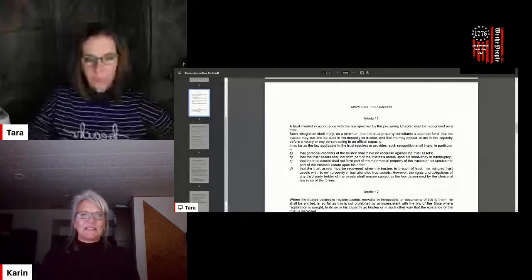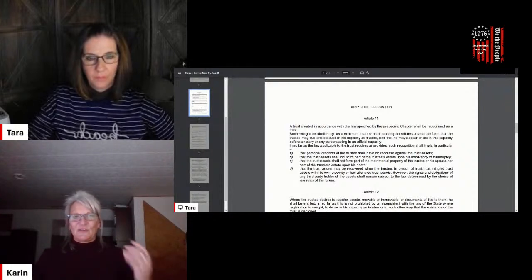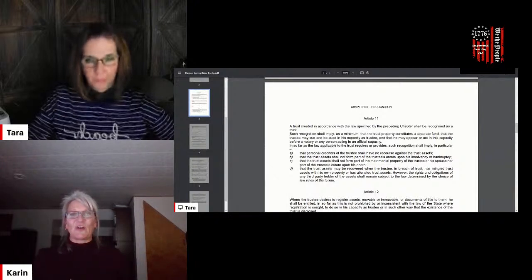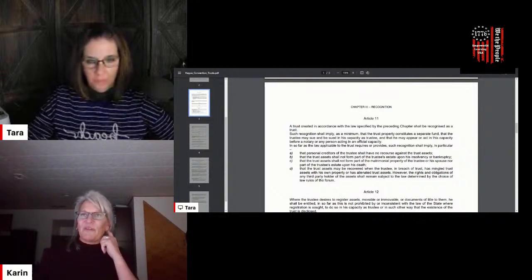So what that means is that if and when the trustee dies and they leave a spouse behind, neither the trust assets nor the trustee's spouse can be commingled together. They are not commingled together. They are completely separate entities. So you can't commingle the funds, right?